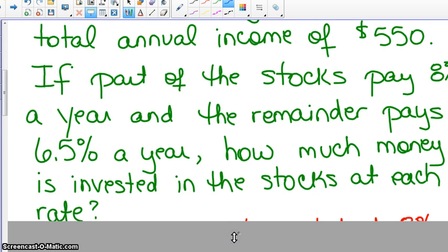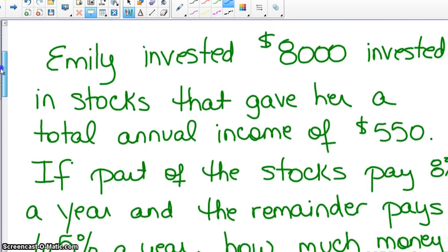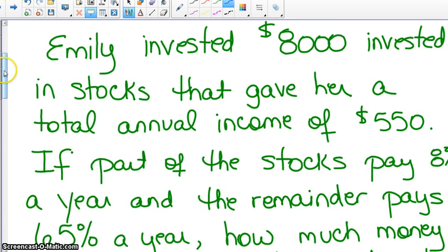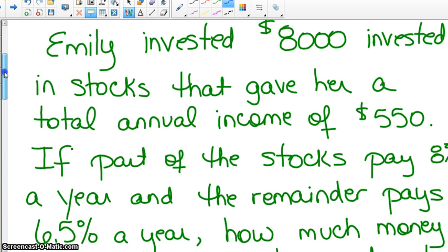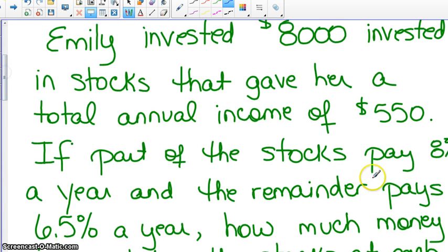I'll give you a second to write that down. Pause it if you need to. All right. So she invested $8,000, but the whole 8,000 didn't earn the same percentage. Some earned 8%, some earned 6.5%, and when she was done, she earned $550.